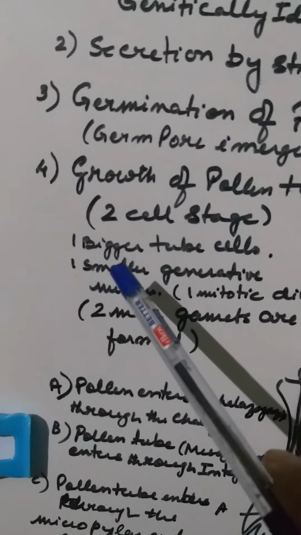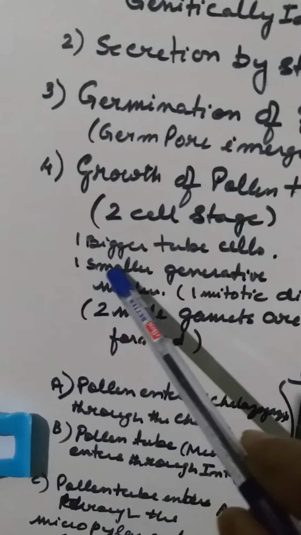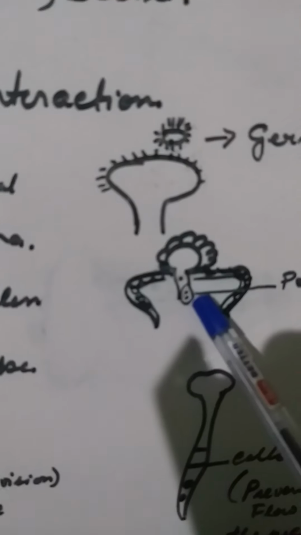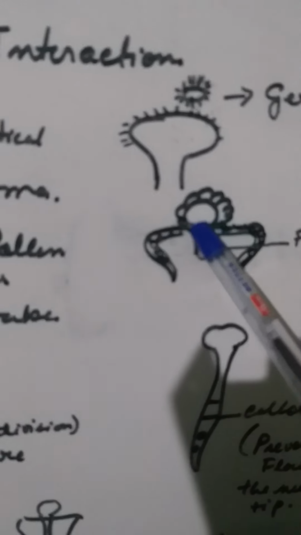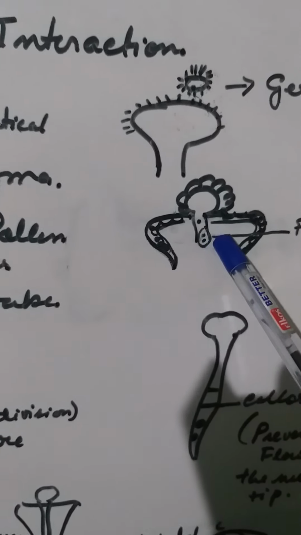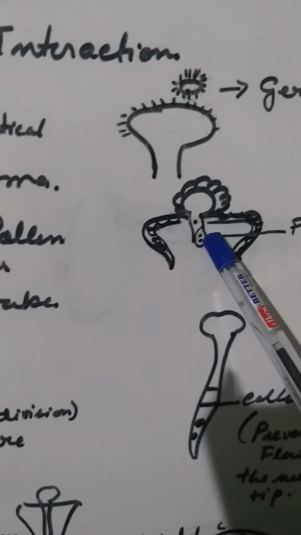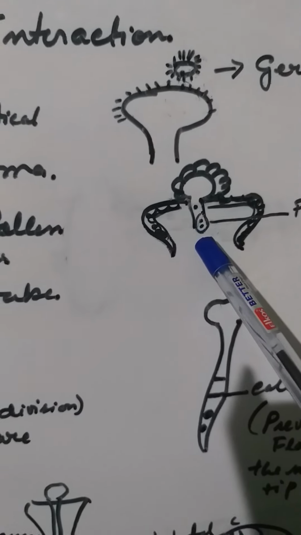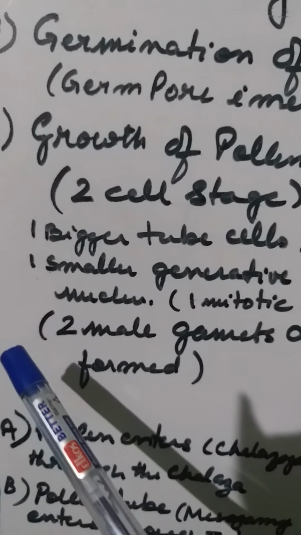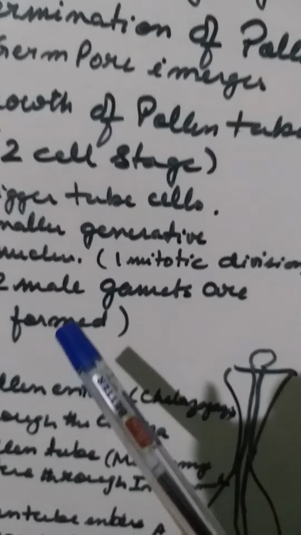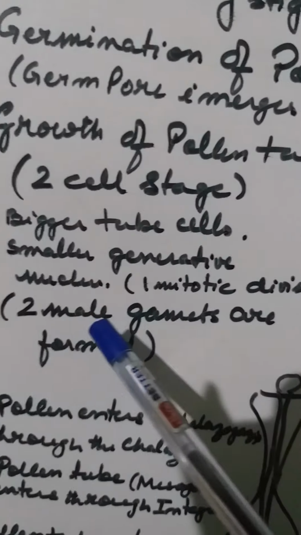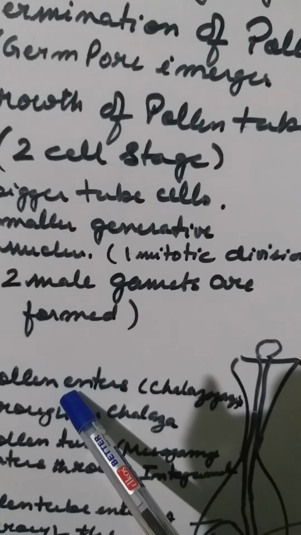Now you see here again that second. Here you have, see, I have marked 3 cells. First it was 2 and this second generative cell. Second generative cell, it divides into 2. You see the second smaller generative cell undergoes 1 mitotic division and 2 male gametes are formed.